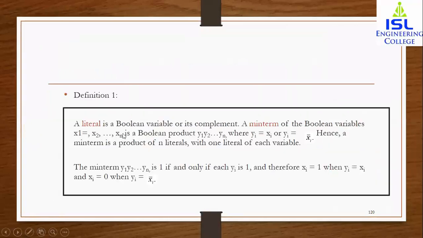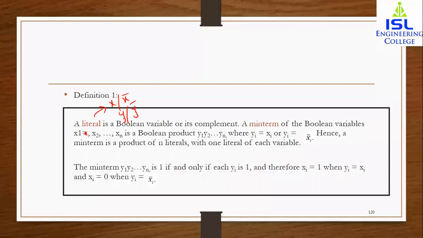Now we have the definition. A literal is a Boolean variable or its complement. So a literal is basically x or x bar, or y or y bar. A minterm of the Boolean variables x1, x2 and so on up to xn is a Boolean product y1, y2 up to yn, where yi is equal to xi or yi is equal to xi bar. Hence, a minterm is a product of n literals with exactly one literal of each variable.